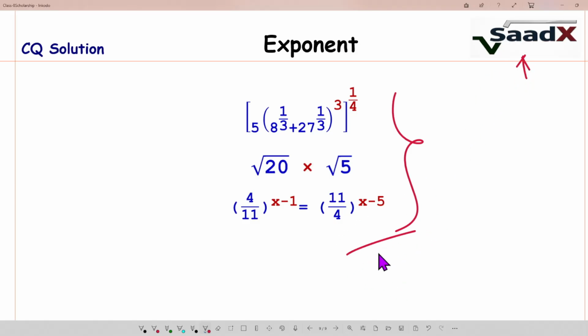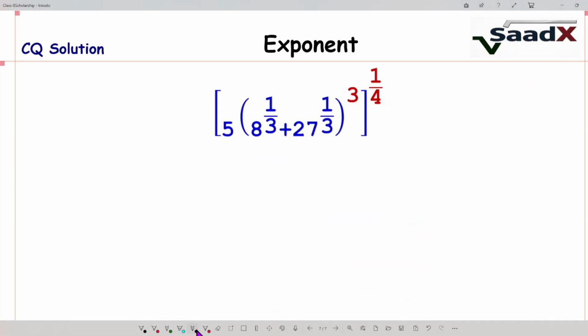So let's get started. We will simplify this exponent. Here is 5 times the bracket of 8 to the power 1 by 3, 27 to the power 1 by 3, all to the power 3, and whole to the power 1 by 4. Look, it's not complex. It's looking interesting. We will try to solve step by step.